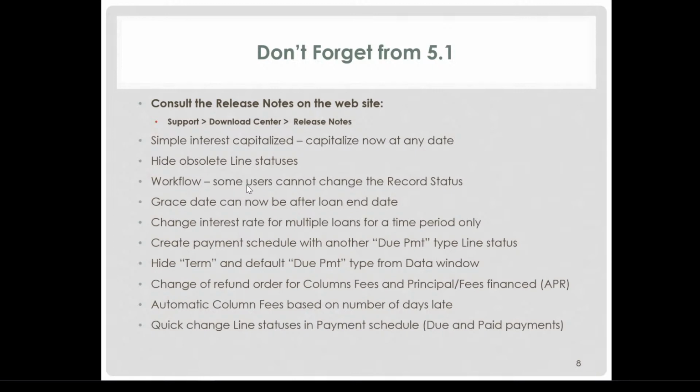In terms of workflow, some users cannot change their record status. So if I'm a draft, I cannot make it active. So for example, you could have one dedicated user who makes a record active. Otherwise, they're always drafts or something else.